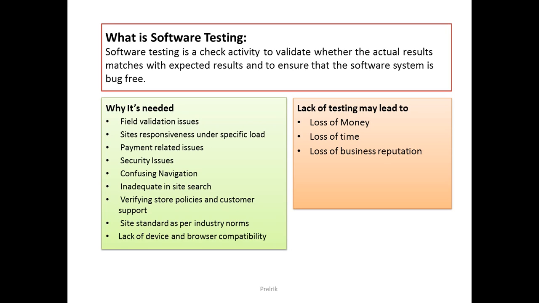Site standards as per industry norms, like copyright messages, and there are other things which come under the different levels. So maybe your site is supposed to follow a particular standard, but actually it doesn't, because the coders haven't implemented that standard. And lack of device and browser compatibility: suppose your website's responsiveness is not good and it doesn't work properly on mobile phone browsers or on a Mac browser, Safari browser. In that case we can figure it out as a tester.